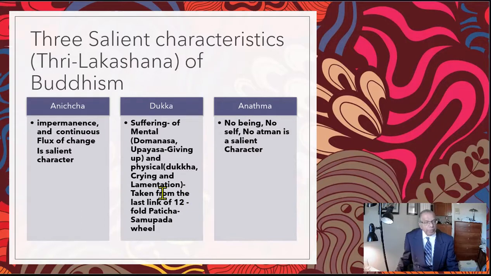The third one is not having a salient being or non-self nature, or not having an Atman or soul, which is a salient characteristic of Buddhism.